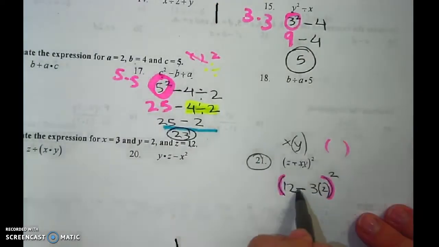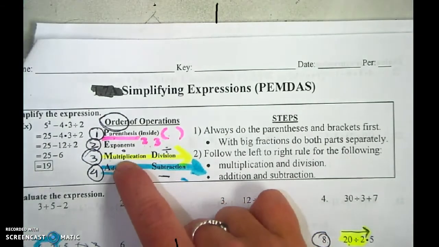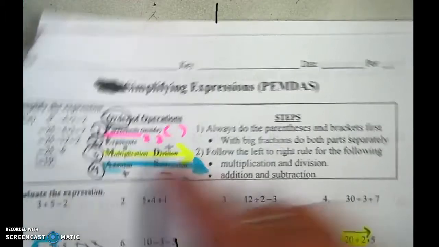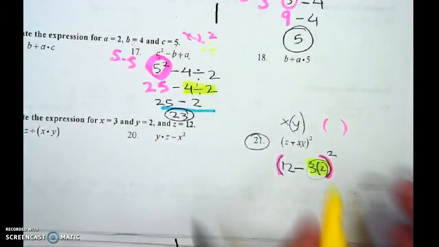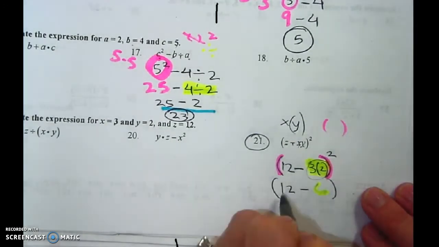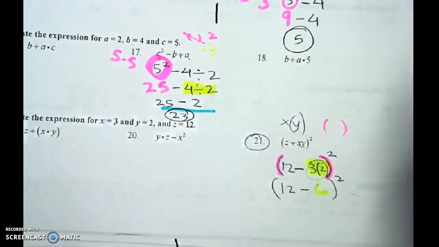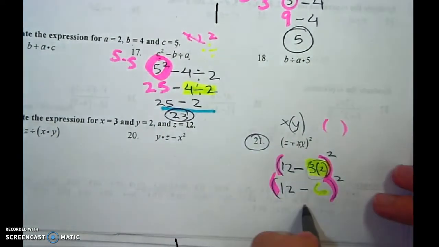So I see there's a minus, and I see there's a multiply. Based on PEMDAS, you have to multiply before you subtract. So I need to multiply first. So I'm going to do that. 3 times 2, 6. Keep your parentheses. All I did was multiply. I still have parentheses. 12 minus 6, 6.